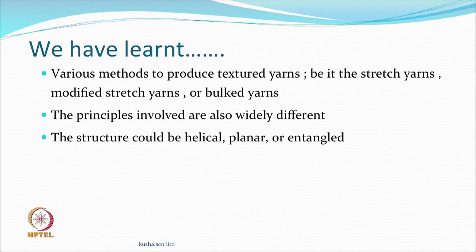So, we come to the end of this today, the various methods which can be used to produce textured yarn, we have learned, whether it is a stretch yarn or a modified stretch yarn or bulk yarn. The principles involved in producing such yarns are also very widely different. The structure that is generated is also very different, could be helical, planar, 3D, entangled structure and so on and so forth. All right. So, in summary, what we have learned is there are a large number of methods that can be used, and some of them have become commercially successful. As we move further, we will talk more about the commercially successful technologies, and we will keep appreciating the principles people have generated from time to time. Thank you. All the best.